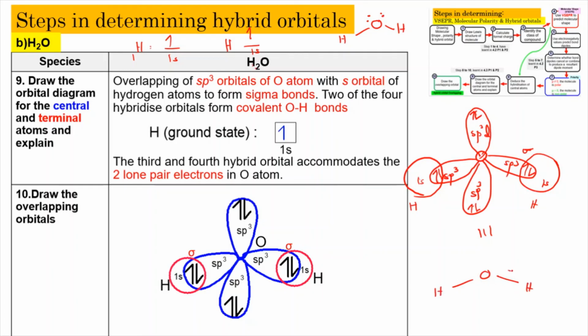This structure is consistent with the VSEPR that we have drawn, which is single bond referring to a sigma, single bond referring to a sigma, and the lone pair here referring to the lone pair here, lone pair there referring to this lone pair here. So you know that this structure is consistent and both of them are correct. And this is how you relate the VSEPR in order to predict the molecular shape, and then use the hybridization at the central atom as well as the orbital diagram in order to draw the overlapping of the hybrid orbitals.